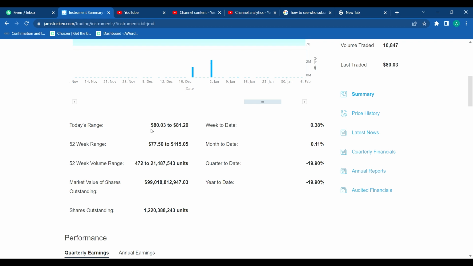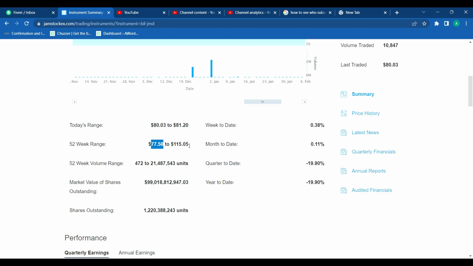Under that, you will see 52-week range. The 52-week range shows you the lowest amount the stock was traded for and the highest amount it was traded for over a 52-week period. So over 52 weeks, as of March 29th, it shows that the stock was traded for a low of $77.50. That's the lowest amount it was traded for over 52 weeks. And the highest it was traded for over 52 weeks is $115.05.